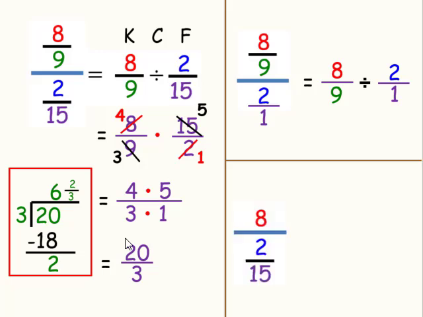When we have a fraction only in the denominator of the complex fraction, we're going to rewrite the numerator as a fraction, so it's 8 over 1. Therefore, this would be 8 over 1 divided by 2/15, and then we work it the same way out. Keep, change, flip. This concludes our lesson.